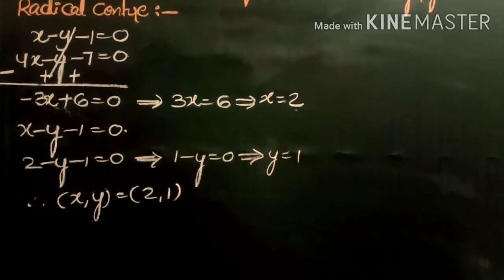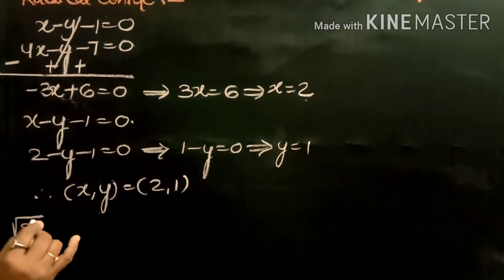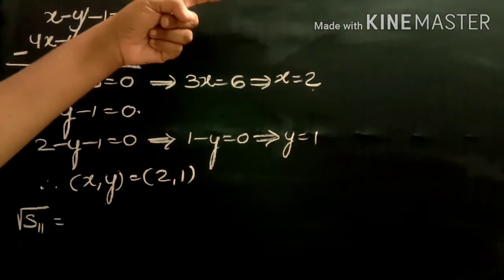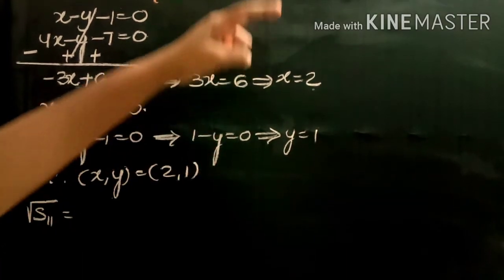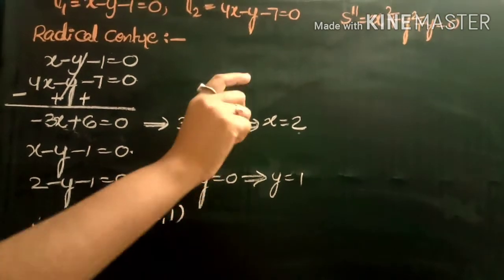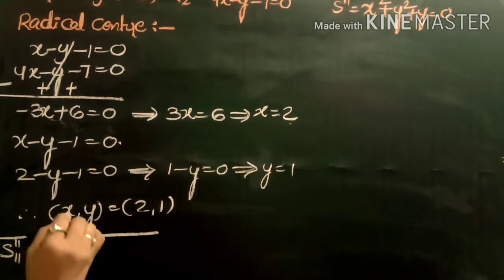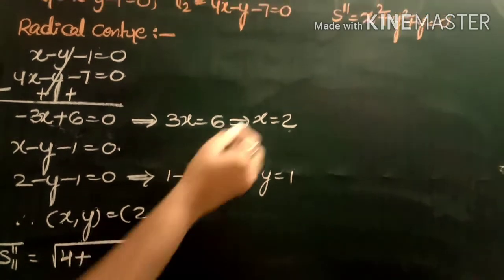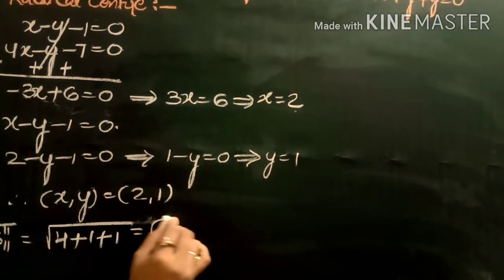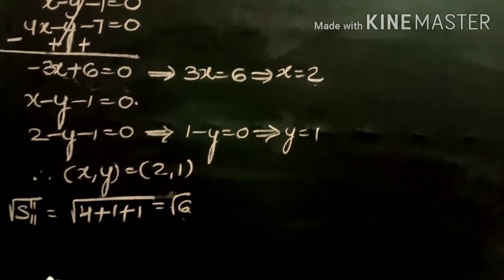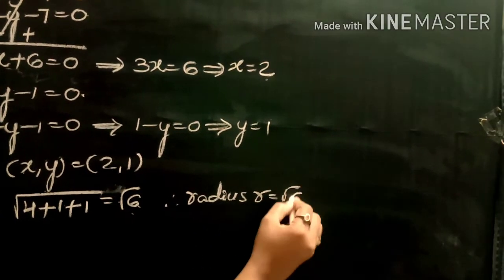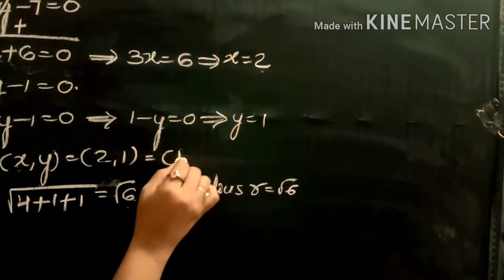Now finding the r value. Here the r value is nothing but root S11. Root S11 means we are substituting the point (2, 1) in any of the given three equations. Now I replace the point in the third circle. That is, root S double dash 11 is equal to the square root of x square, 2 square, 4, plus y square, 1 square, 1, plus y, which is 1. That is, root of 4 plus 1 plus 1, which is root 6. Now this is taken as the radius. Therefore, the radius r is equal to root 6, and this point (x, y) is taken as (h, k).